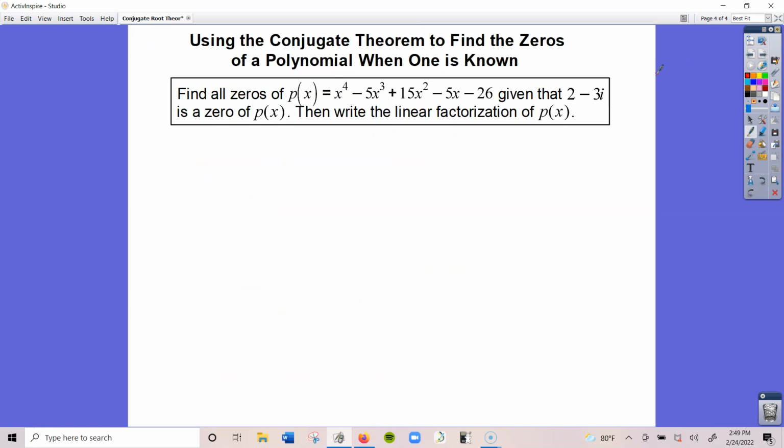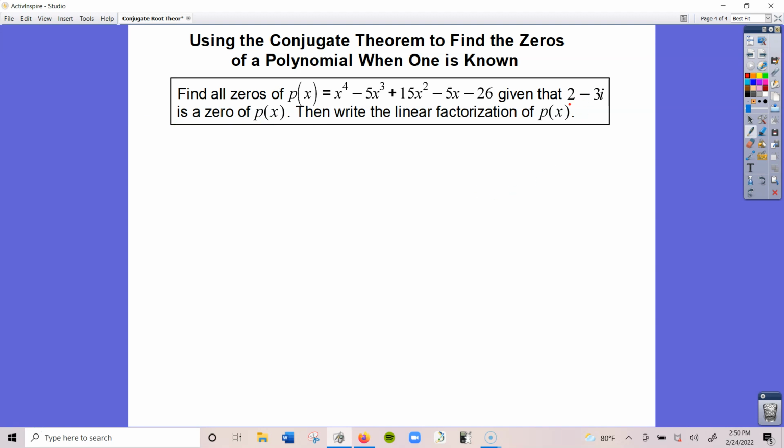Now, how do we use the conjugate theorem in order to find the zeros of a polynomial when we already know that 1 is a zero? So if I have here this particular polynomial, x to the fourth minus 5x to the third plus 15x squared minus 5x minus 26, given that 2 minus 3i is a zero of p of x, then we're going to write the linear factorization of p of x.